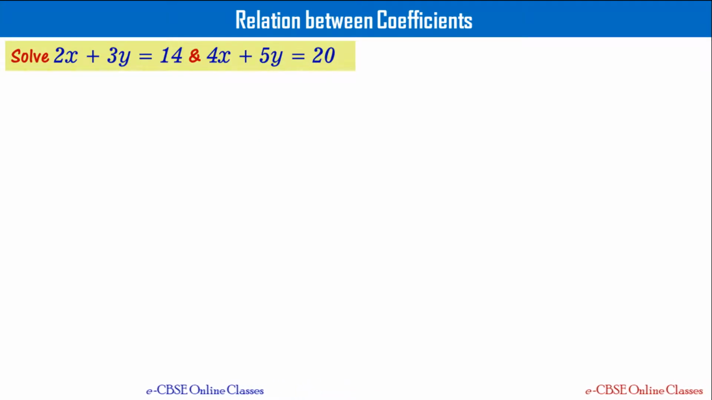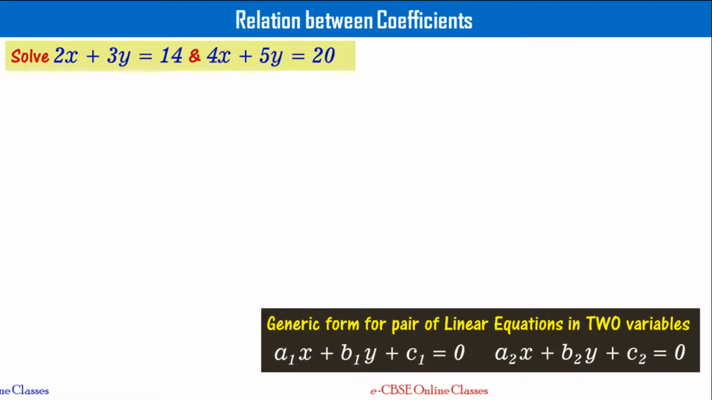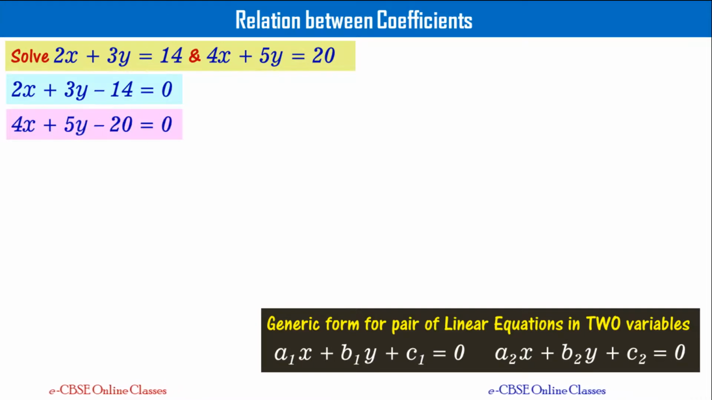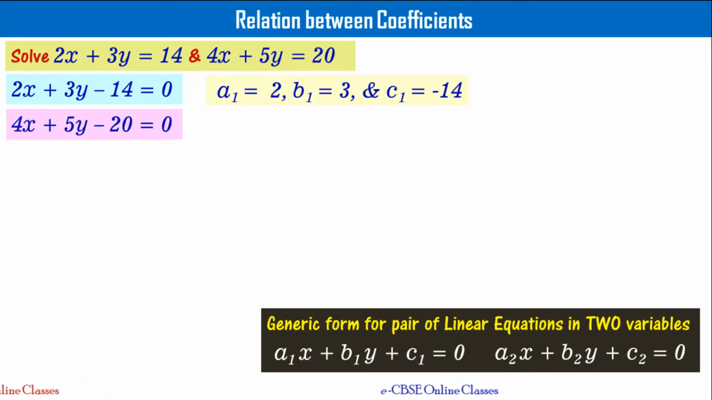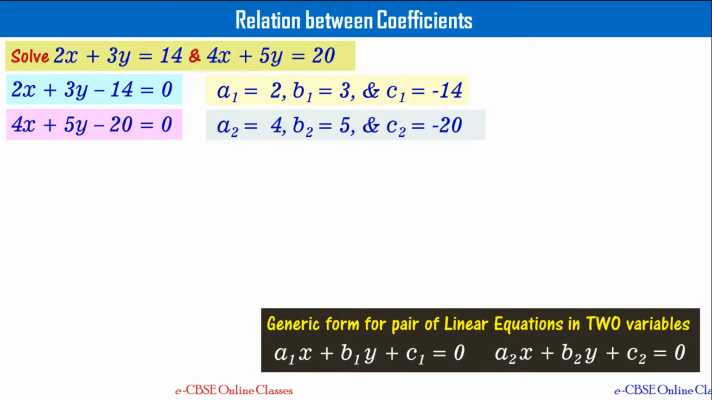Now, let's take a look at another problem. Solve 2x plus 3y equal to 14 and 4x plus 5y equal to 20. We know the generic form for a pair of linear equations in two variables. Let's compare the given equations with this. To do that, first let's transform the given equations and then compare the first equation with the first generic equation such that you can say that a1 equal to 2, b1 equal to 3 and c1 equal to minus 14. When you compare the second equation with the generic form of the second equation, then you can say that a2 equal to 4, b2 equal to 5 and c2 equal to minus 20, right?